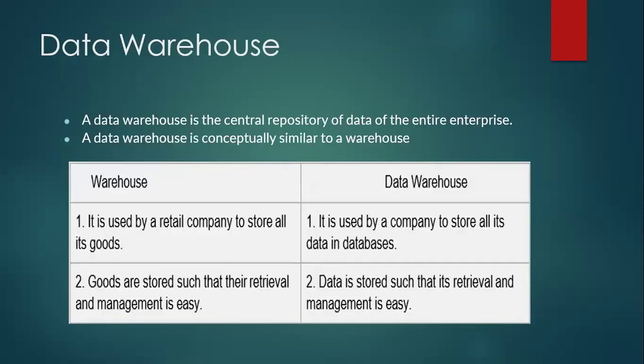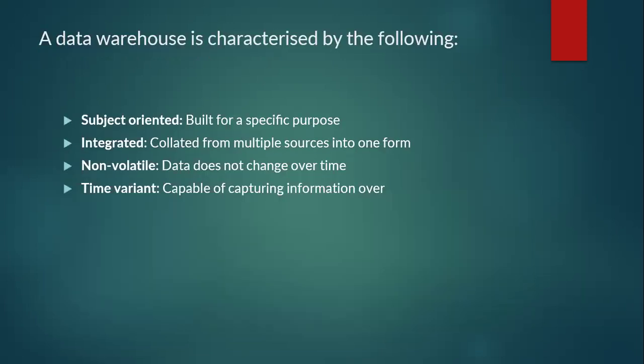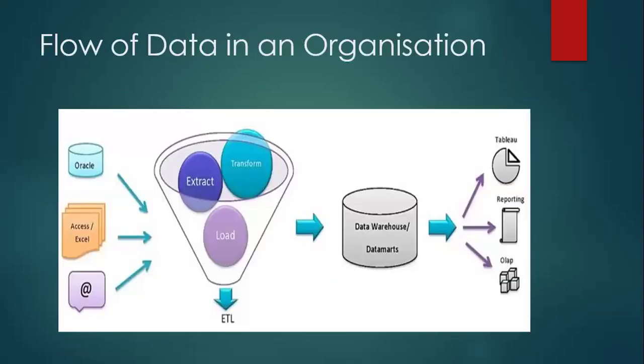Now we had discussed the warehouse and the data warehouse. The concept of a data warehouse is similar to a normal warehouse. A data warehouse is used for storing data such that its retrieval and management become easy. We discussed the characteristics of a data warehouse. It is subject oriented, built for a specific purpose; integrated, collected from multiple sources into one form; non-volatile, data does not change over time; and time variant, capable of capturing information over time.